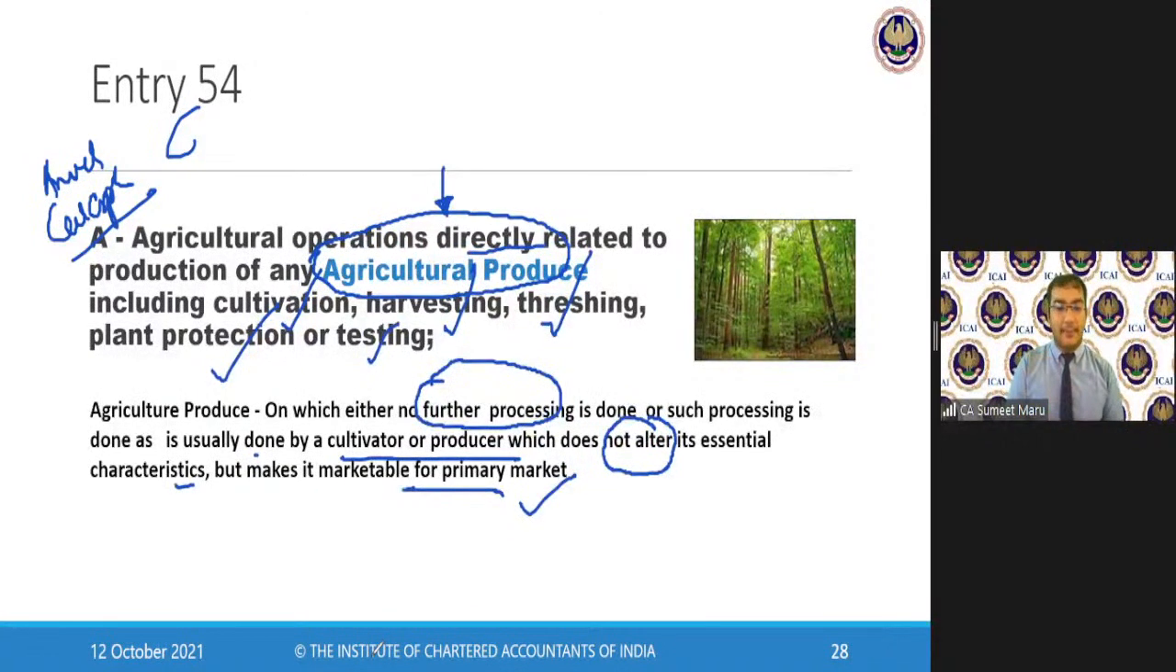I'm giving you a half-minute time. Read it once again with your complete concentration. You should be able to interpret the same. First thing they have said is that there should be no further processing. Second thing they have said, okay, you do certain processes, but which should not alter the essential characteristics and make it marketable in the primary market. I'll give you some hint. Please read it once.